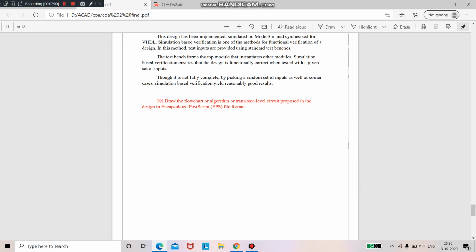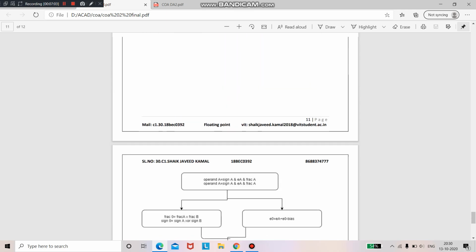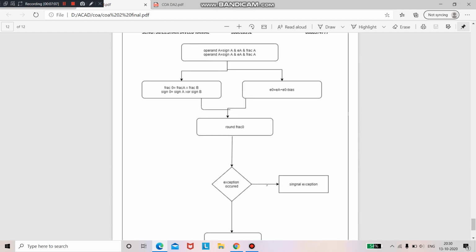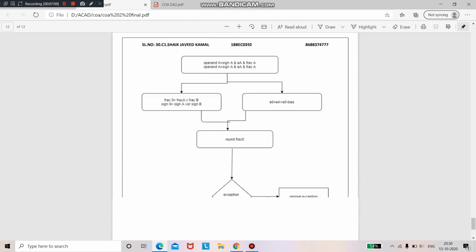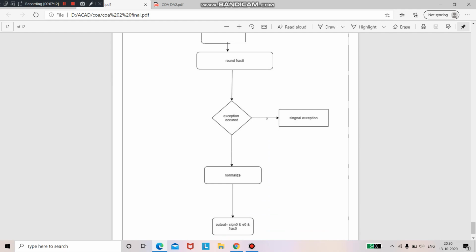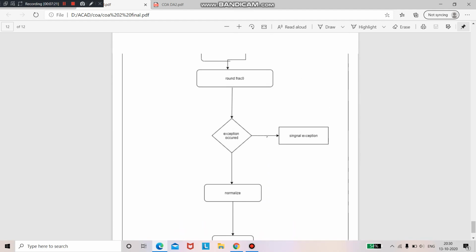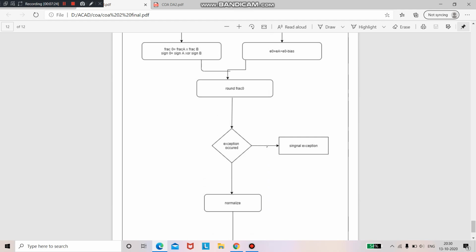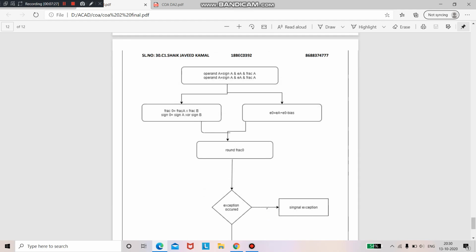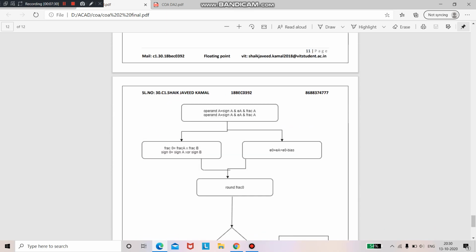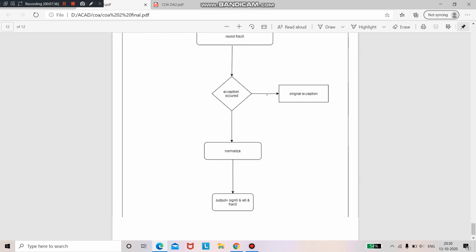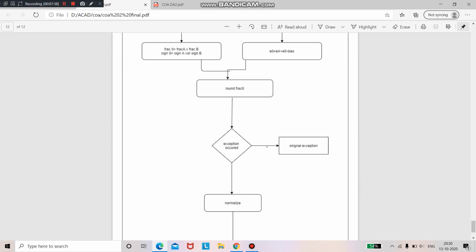Coming to the 10th question, draw the flowchart or algorithm or transistor level circuit proposed in the design, enclosed in PostScript. This is my flowchart for the 10th question. I have written it very simply. You can see I have used the same draw.io online tool, which is very handy for drawing block diagrams and internal parts of components. I have clearly mentioned the operands, how they enter on the input side, and how we get the output signs and the execution.